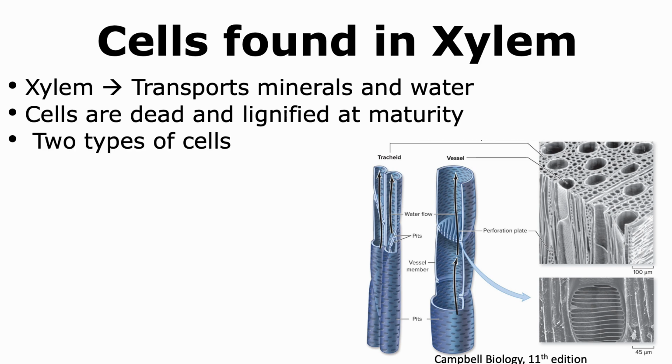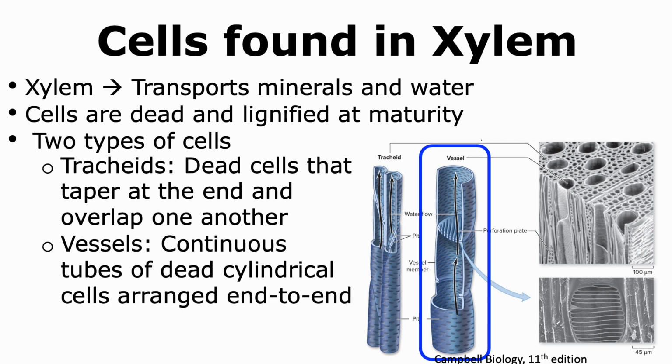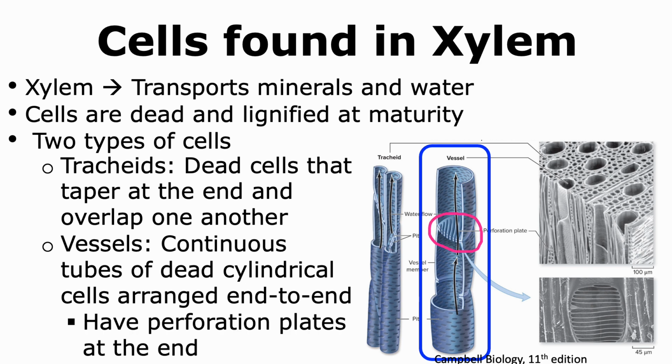There are two types of cells found in xylem. The tracheids are dead cells that taper at an end and overlap with one another at those tapered ends. The vessels are the other cell type found in xylem, which are continuous tubes of dead cylindrical cells that are arranged end to end. At the ends of these vessel cells, there are perforation plates, and this allows the easy transport of water and minerals.